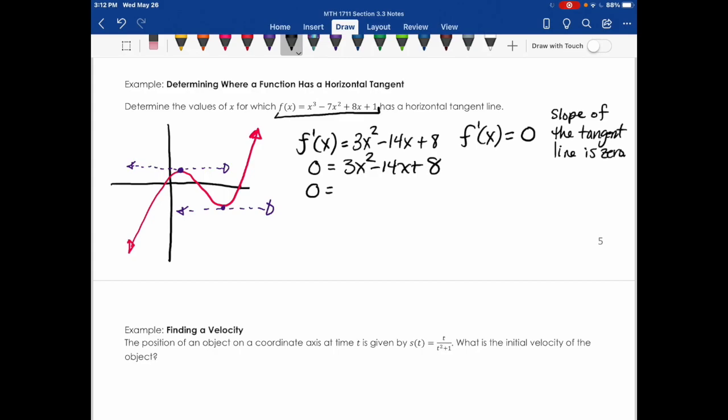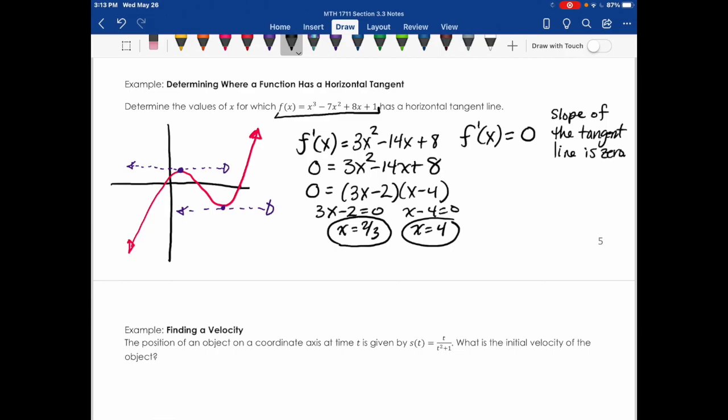And this will factor. If not, it's a quadratic, so if it doesn't factor, we can use the quadratic formula or complete the square, one of those methods that we learned in college algebra. But this does factor. We can factor it into 3x minus 2 times x minus 4. Now I set each of my factors equal to 0, and I solve for x. For this x, I would get 2/3, and for this x, I would get 4.